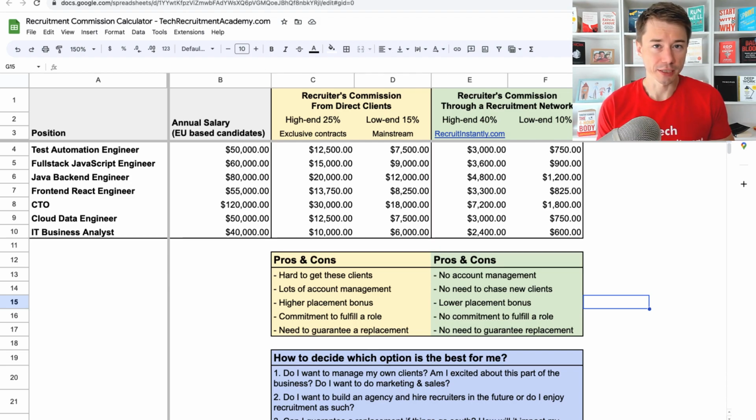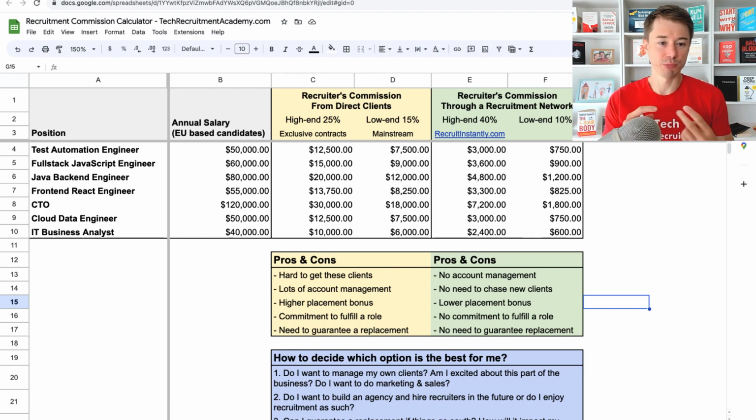Would you like to start working as a tech recruiter and you don't know how much money to ask for? So if you would like to work commission only, you essentially have two options. One, you would work for a client of yours. We call it a direct client because you are directly connected with the client.